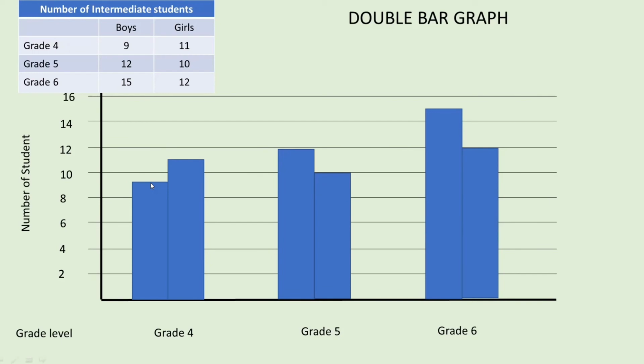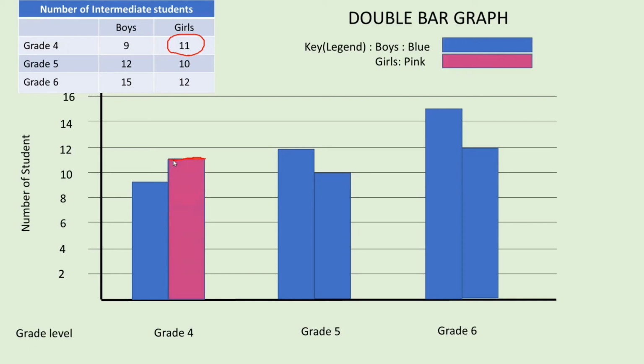Pero, how can we identify kung nasan yung boys dyan at nasan yung girls? So, eto na yung ating key or the legend. So, let's say the boys is blue and the girls is pink. So, since sa grade 4 tayo mag-start, paano natin ma-identify kung nasan ang girls dyan? So, since dito ay sa table natin, 11 yung girls. So, dapat yung babaguhin nating kulay is yung 11 yung bar. Since this is the 11, so ito yung babaguhin nating bar, which is pink.